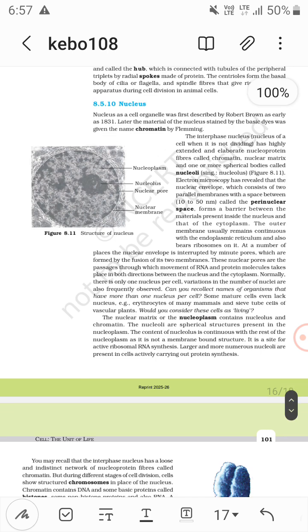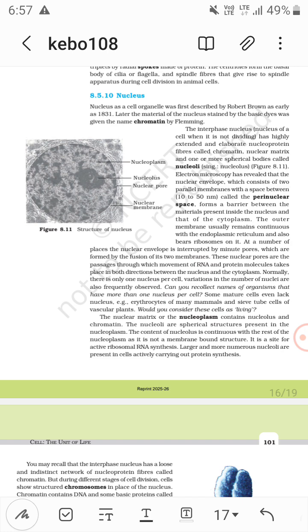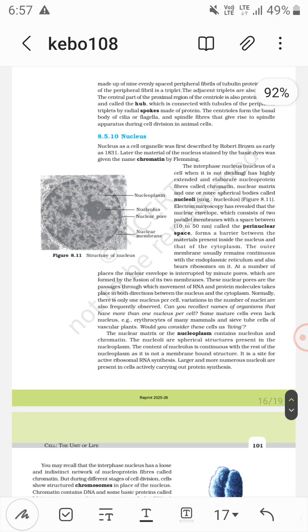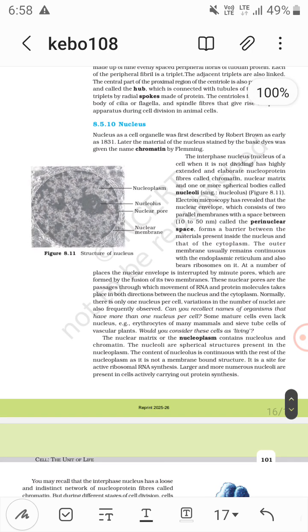Now going to the nucleus. Nucleus was discovered by Robert Brown. Very important line. It was first described by Robert Brown in 1831, and later the material found inside the nucleus, which was stained by basic dyes, was given the name chromatin by Flemming, right? Now you see there is the nucleus.